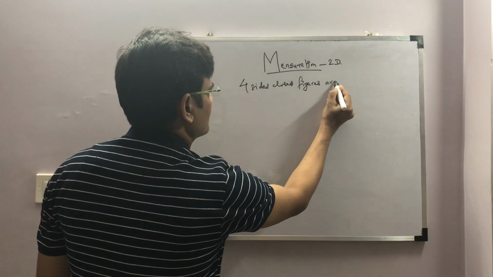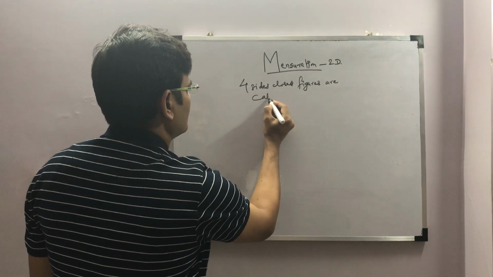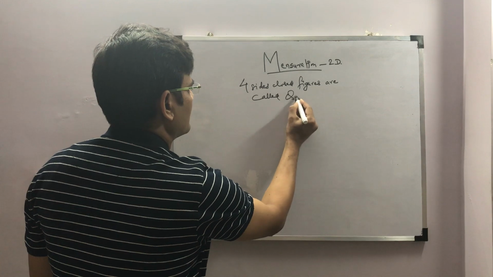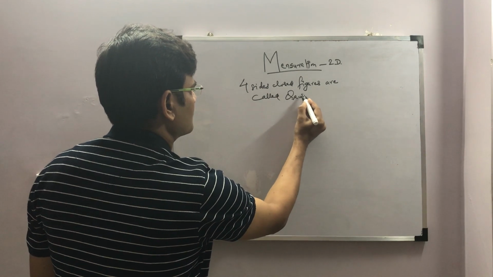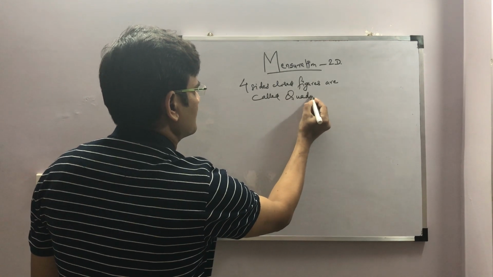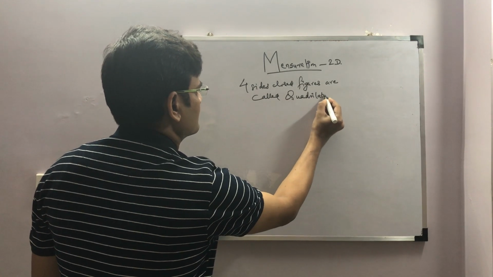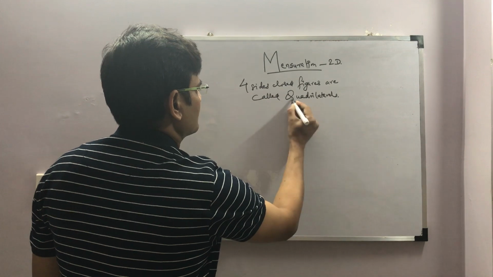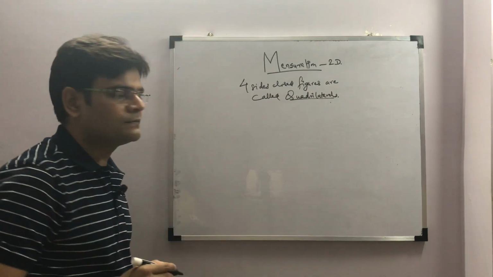are called what? Quadrilaterals. So what is a quadrilateral? Any four-sided closed figure.